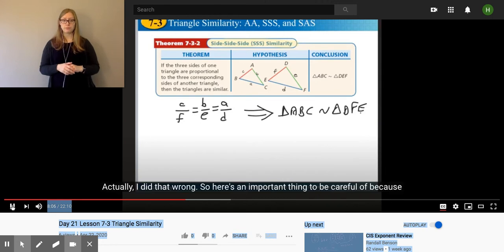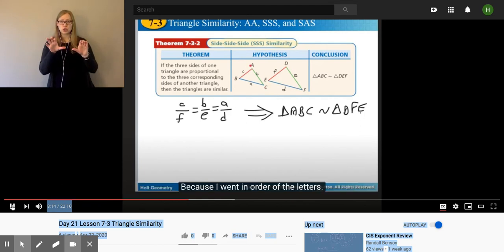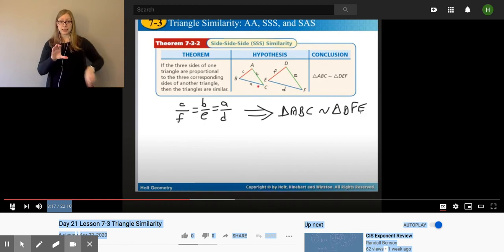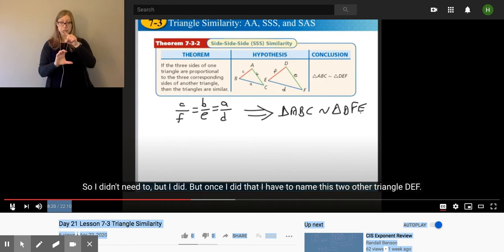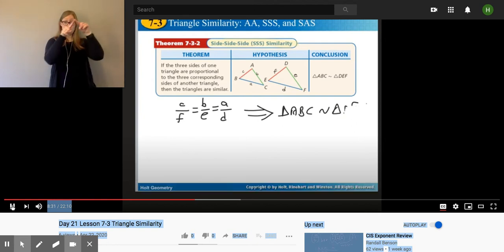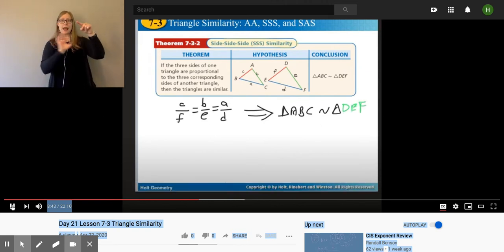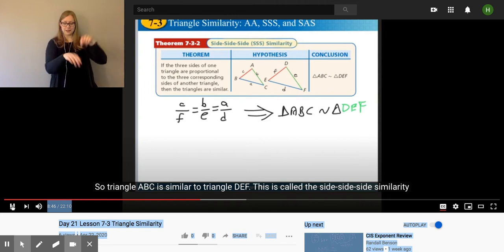Actually, I did that wrong. So here's an important thing to be careful of, because I just did the exact same thing that I should not do. I'm naming this ABC. Why did I do that? Because I went in order of the letters. So I didn't need to, but I did. But once I did that, I have to name this other triangle DEF. I have to go in that order. I can't go backwards. So what I wrote there is incorrect. So you be careful. Don't do as I do, do as I say, I guess. So this is triangle DEF. Okay, I fixed it. So triangle ABC is similar to triangle DEF.